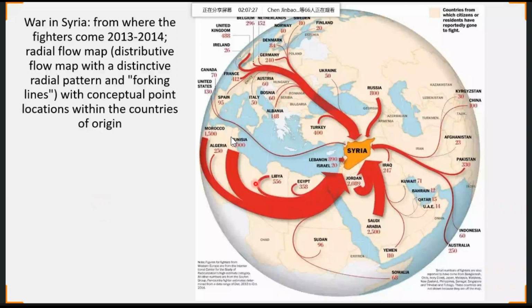And again, we have these conceptual points. So there's one point here in Russia, but of course, this is for the whole of Russia. Most fighters maybe come from this region because here the Islamic religion is more dominant within Russia. So sometimes this plays a role, sometimes not. So sometimes it's just, for example, here, the line simply starts in Germany, no matter where in Germany, it doesn't matter.